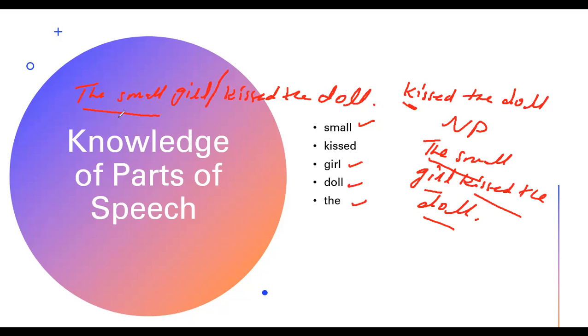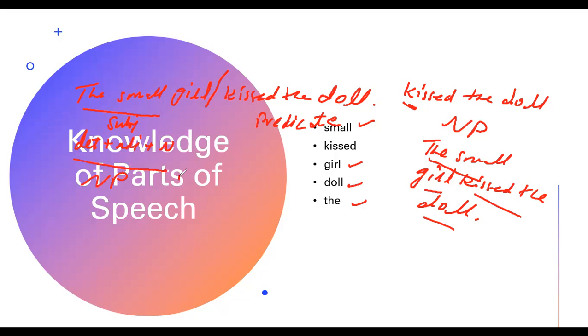This is the subject, and the rest of the sentence is called the predicate. Now I can see that this first part is comprised of a noun phrase. We know what the noun phrase is. It usually has a determiner, it may have an adjective, and it must have a noun. So this is called a noun phrase.